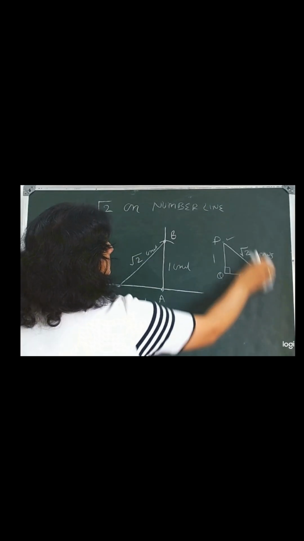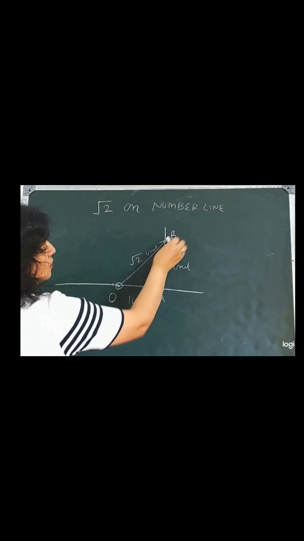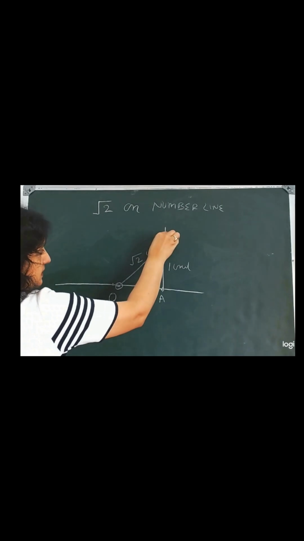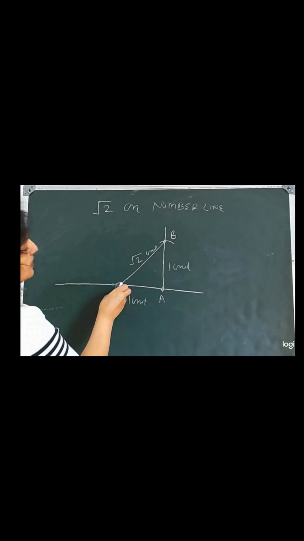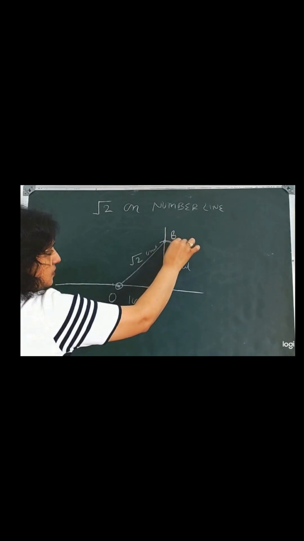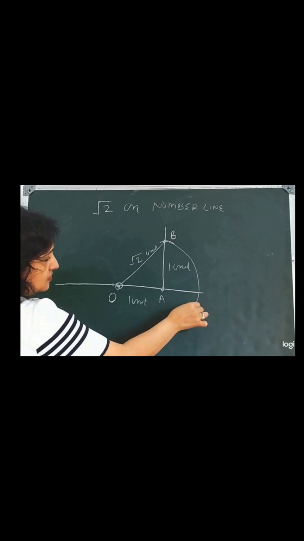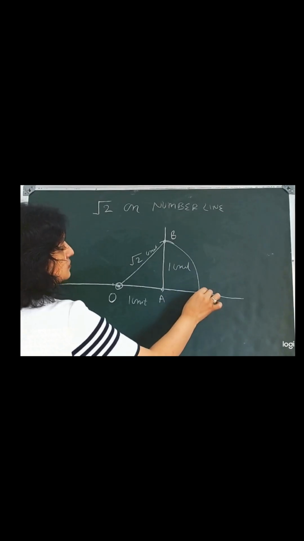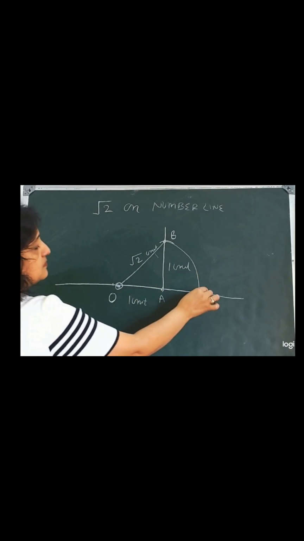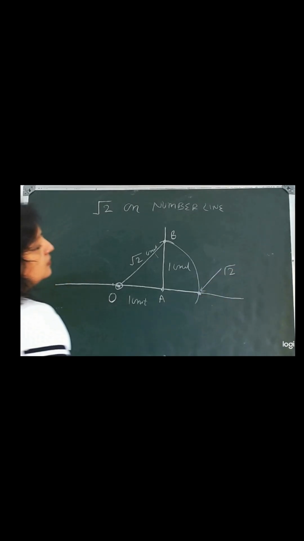Consider O as the center. Take a radius equal to OB. Keep your pencil at point B. Again repeating, keep the compass needle here at O. Then exactly take a distance equal to OB and keep your pencil at B and draw one arc here like this, which is intersecting or cutting this number line. So where this arc is cutting this number line, this is root 2 point on number line.